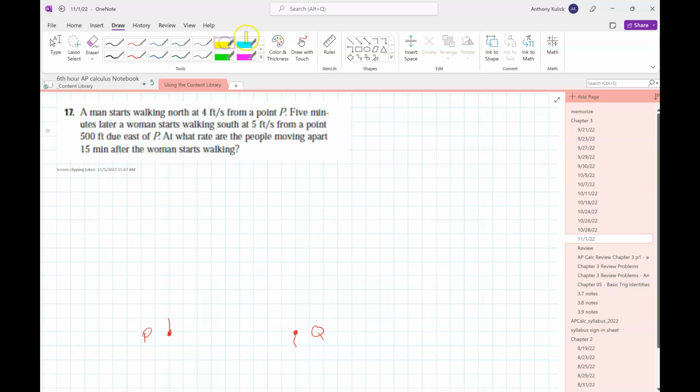Now, the 5 minutes later, that means that the man's got like a head start on it, right? So how far can you walk at 4 feet per second in 5 minutes? 4 times 5 times 60, right? I think that's 1,200.